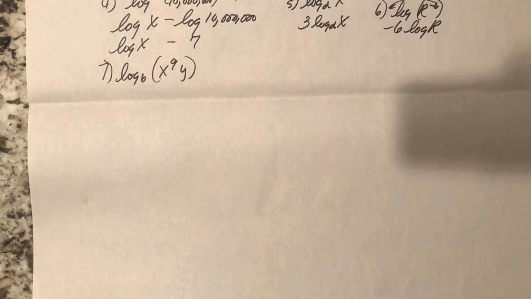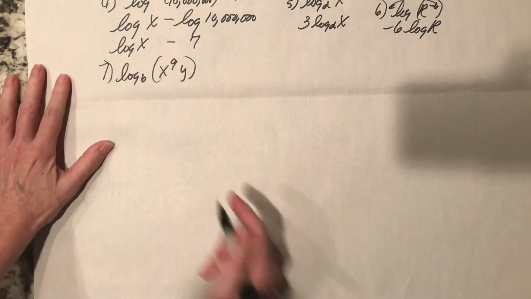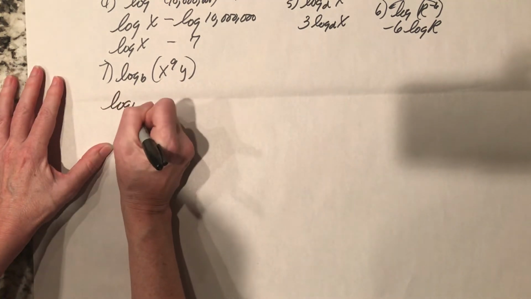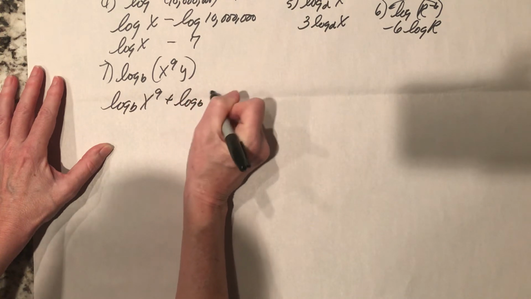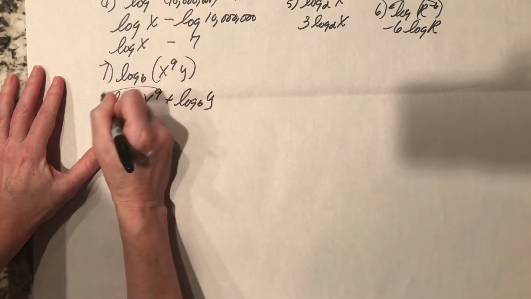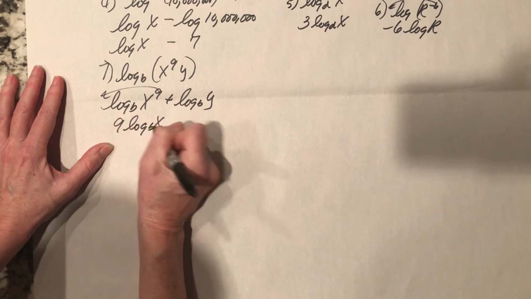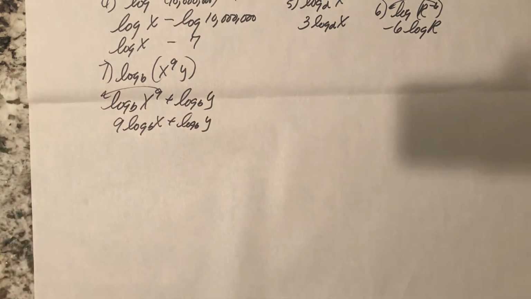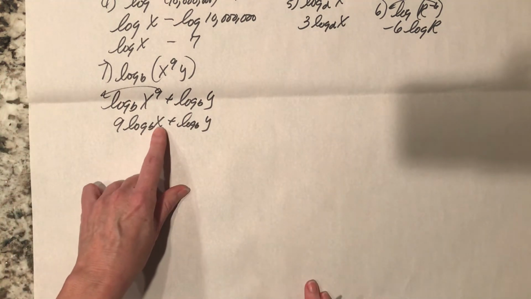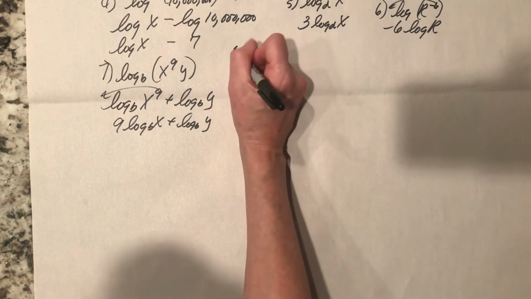So we're going to break this up. This is a multiplication problem, so we're going to be adding these two. So log base b of x to the 9th plus log base b of y. I'm going to sling that 9 in front. So 9 times log base b of x plus log base b of y. There's nothing we can do to make a b become an x or a b become a y, so you're good there. Number 8.